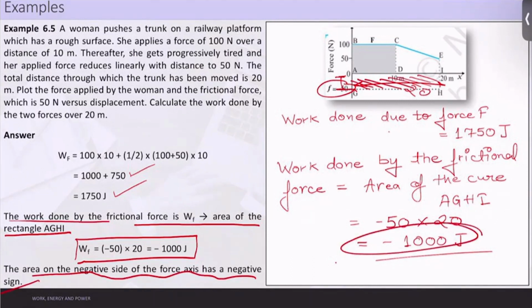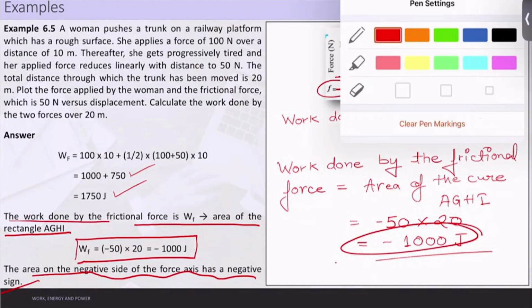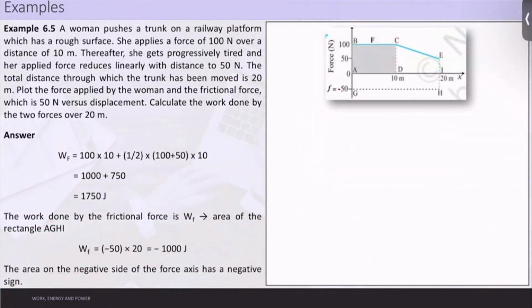It's quite evident. So nothing, just explaining to you how to read the graphs, how to understand the graphs. Therefore, the area on the negative side of the force axis has a negative sign. Okay, so that's how we calculate the work done by the two forces. Okay, so work done by F, capital F, is equal to plus 1750 joules.